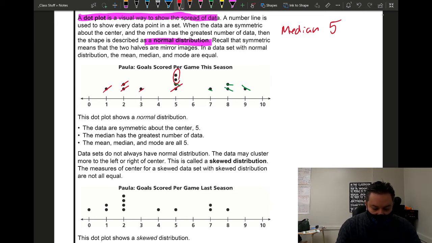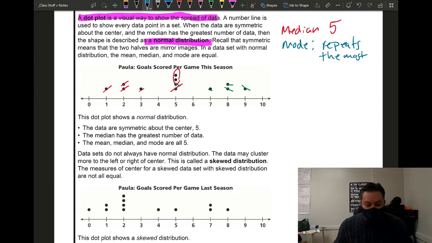Now, to find the mode. The mode is going to be the one that repeats the most. In this case, the one that repeats the most is also 5. And it's really easy to see. Now, if you have a case where 2 of them repeat the most, then both of those are going to be the mode.